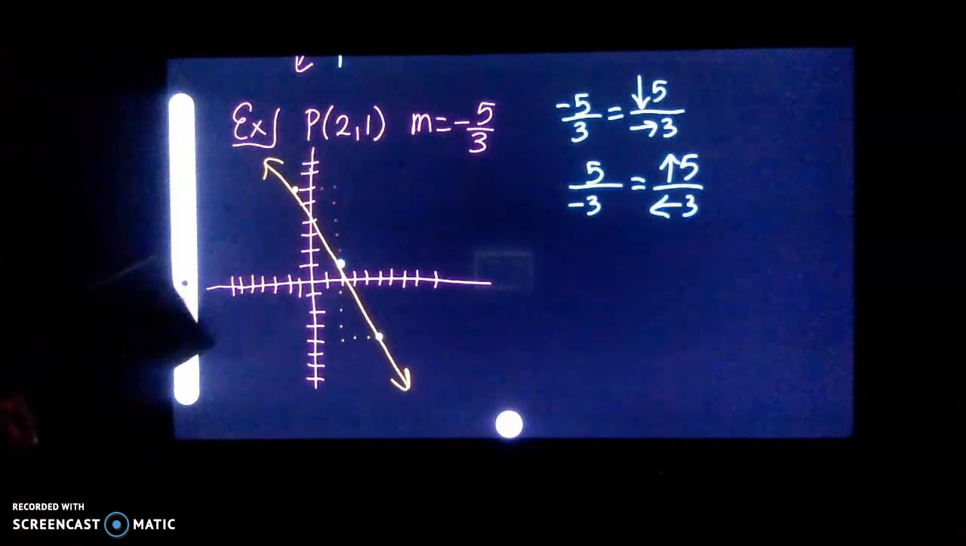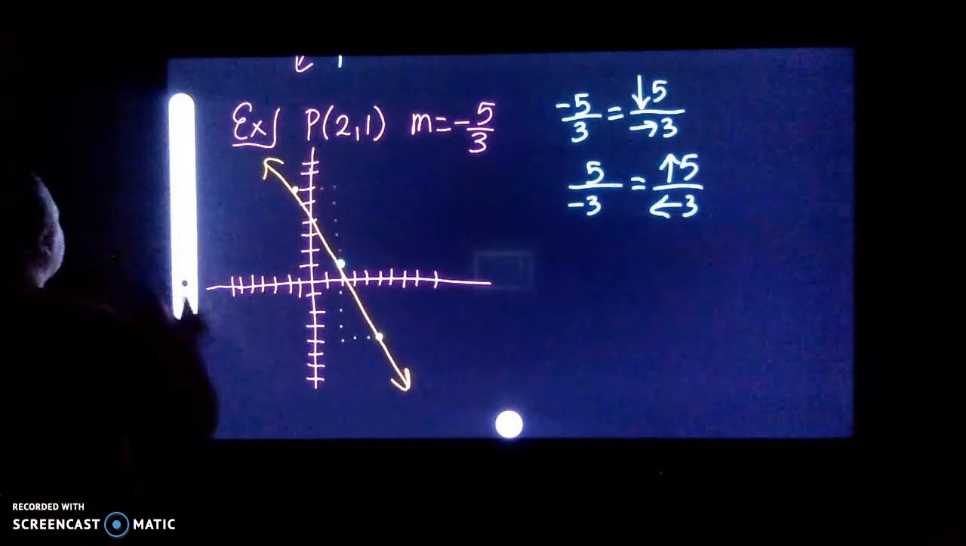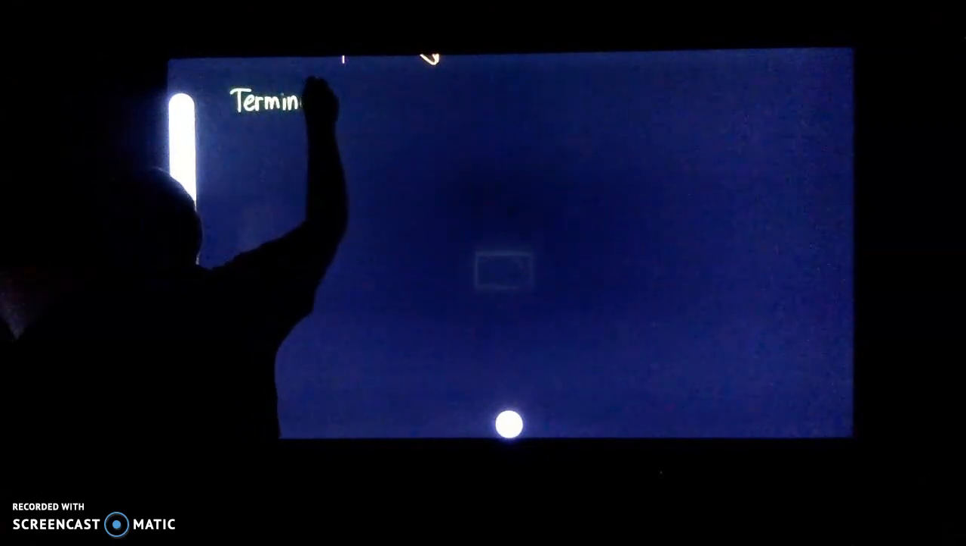So this was a negative slope, which means we could only go one negative direction. Okay, if it's a positive slope, we can go 2 positive, or we can go 2 negative. It does not matter. So let's clarify some things. And I'm probably going to run out of time on this video, which means the rest will be on the next video.